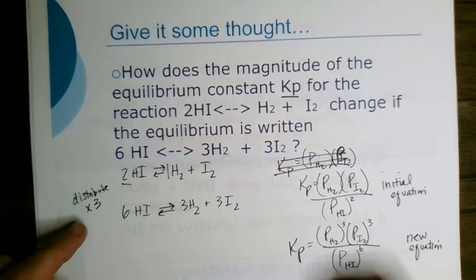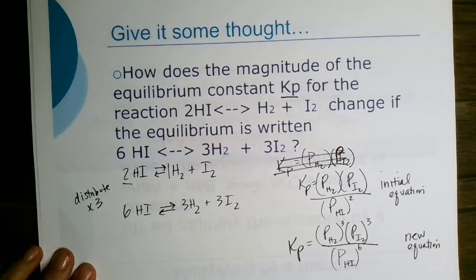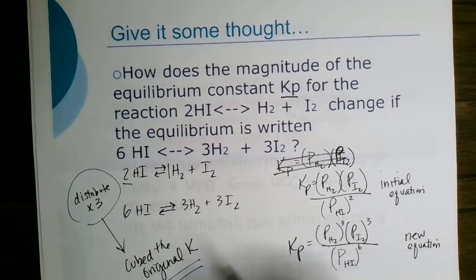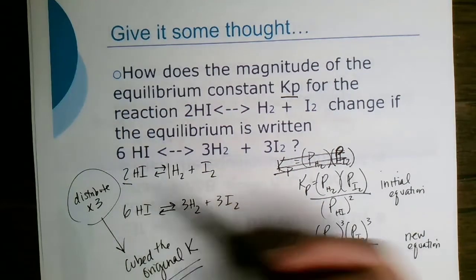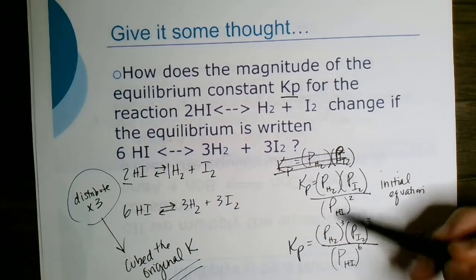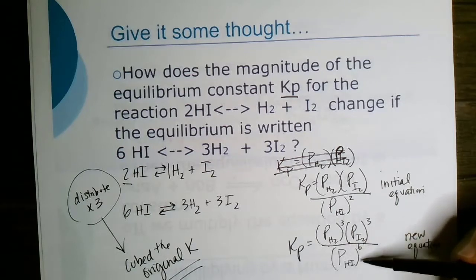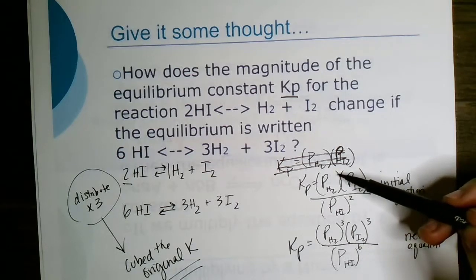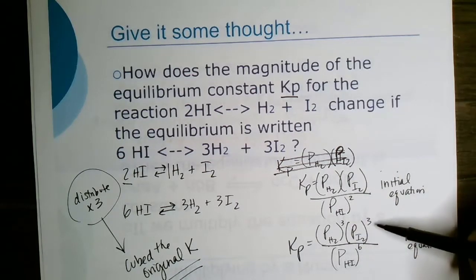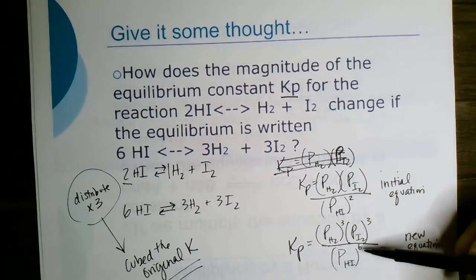So I'm not just timesing it by 3. This kind of helps us to see, yes, I'm timesing the equation by 3, but look at the difference when we write the initial and the final. I went from a power of 1 to a power of 3. Went from a power of 2 to a power of 6.